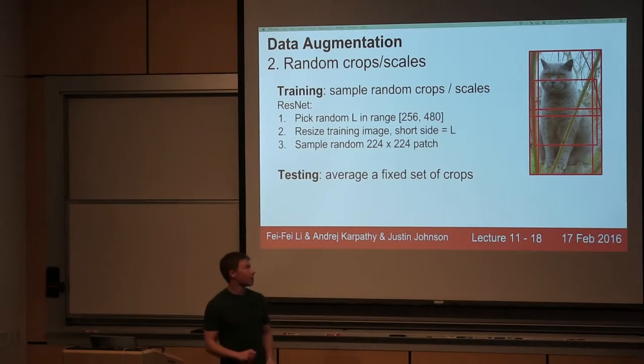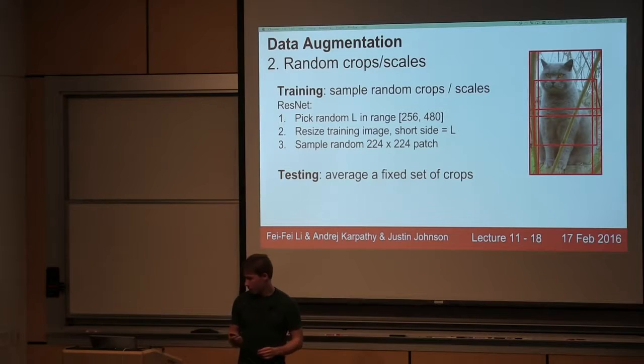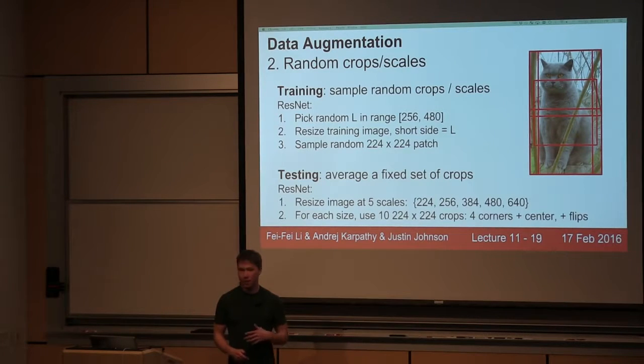Very commonly, you'll see 10 crops. You'll take the upper left-hand corner, the upper right-hand corner, the two bottom corners, and the center. That gives you 5. Together with their horizontal flips, that gives you 10. You'll take those 10 crops at test time, pass them through the network, and average the scores of those 10 crops. ResNet actually takes this one step further, and they do multiple scales at test time as well. This tends to help performance in practice, and again, it's very easy to implement and very widely used.